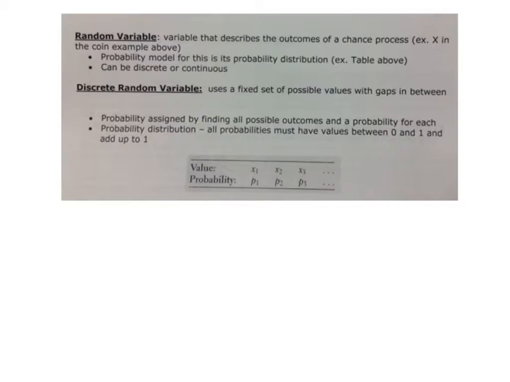The outcomes were how many times that we could see heads. Again, your probability model for this is going to be your probability distribution, like we had done with the table above there. And random variables can be discrete or continuous. If it is a discrete random variable, then I'm talking about a fixed set of possible values, and gaps are going to be in between.